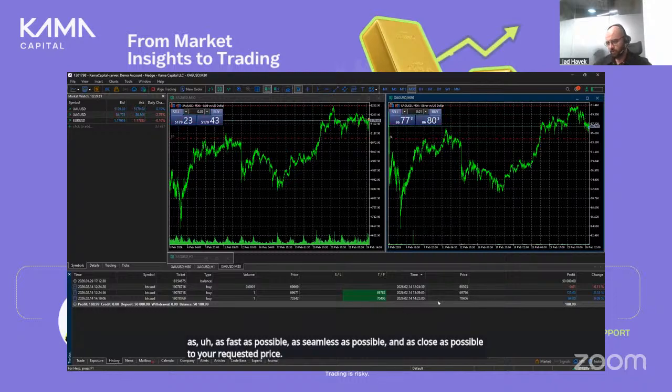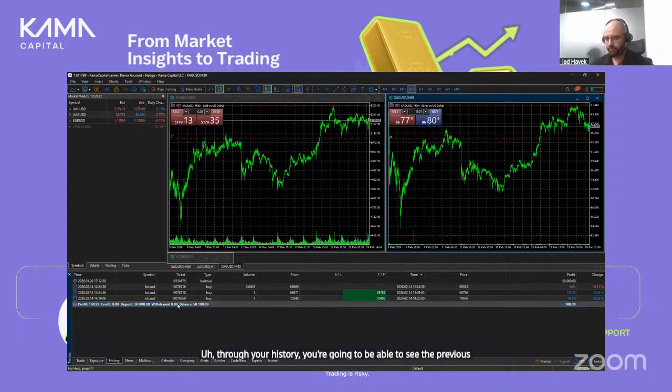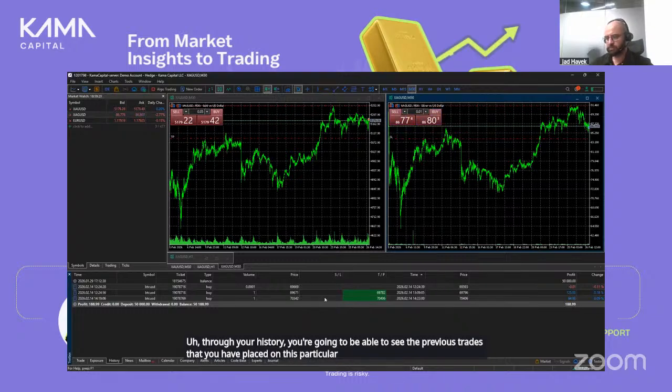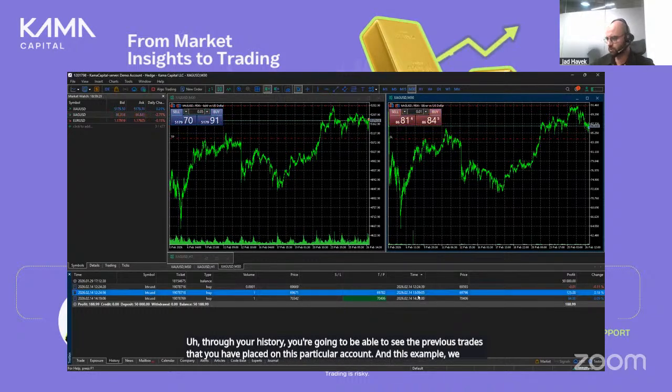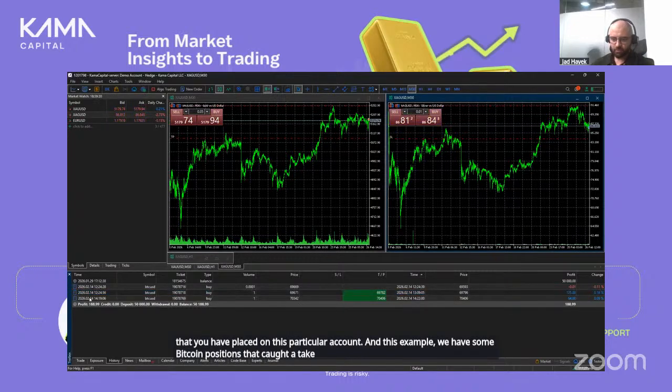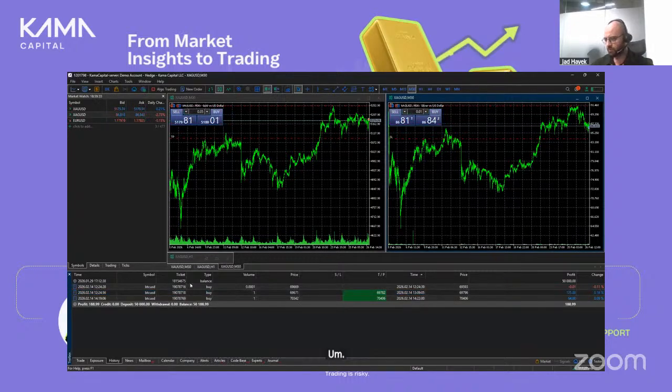Through your history, you're going to be able to see the previous trades that you have placed on this particular account. In this example, we have some Bitcoin positions that caught a take profit. You can see the date that you entered, the date that you closed it, and the type of operation that you had.